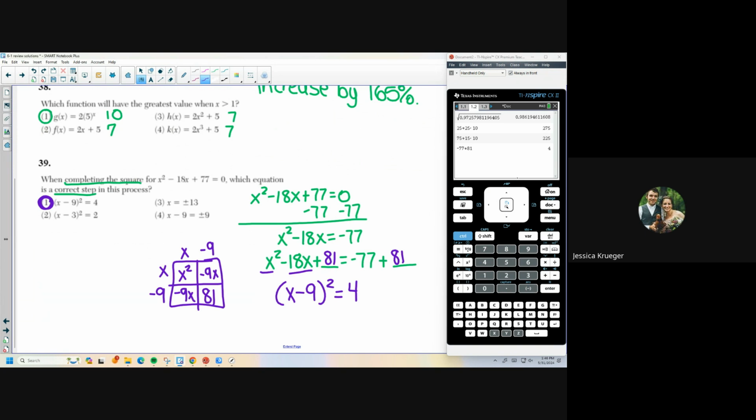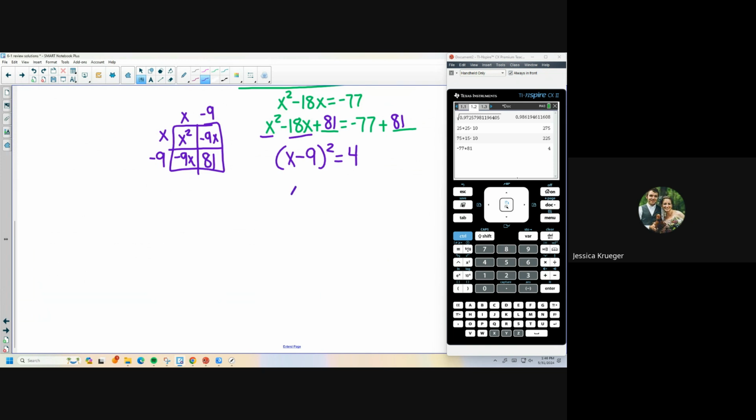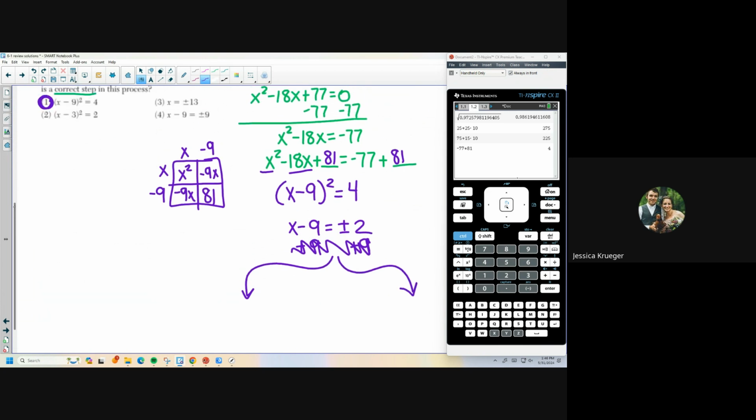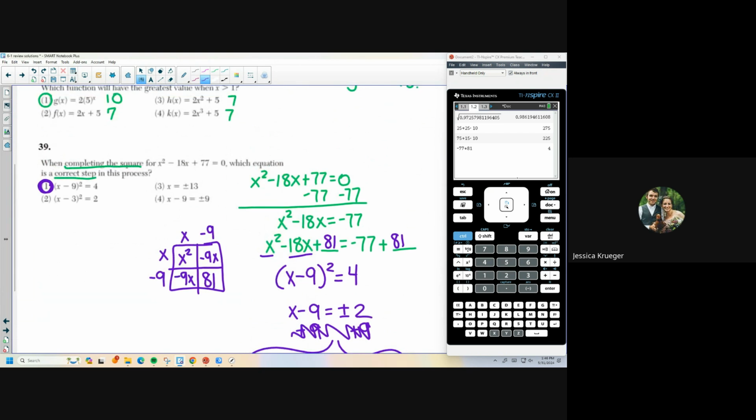Now, if I were to keep going, I'd have to square root both sides. So I get x minus 9 equals plus or minus 2. I could add 9 to both sides. No, I couldn't. At this point, I'd have to set up my two equations and solve. But I already found my answer. It was answer choice 1.